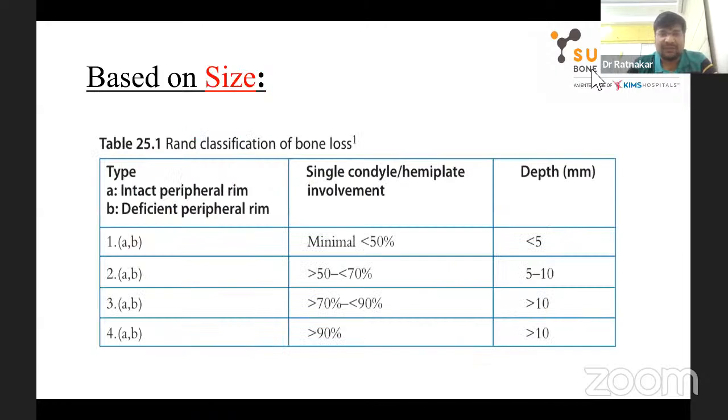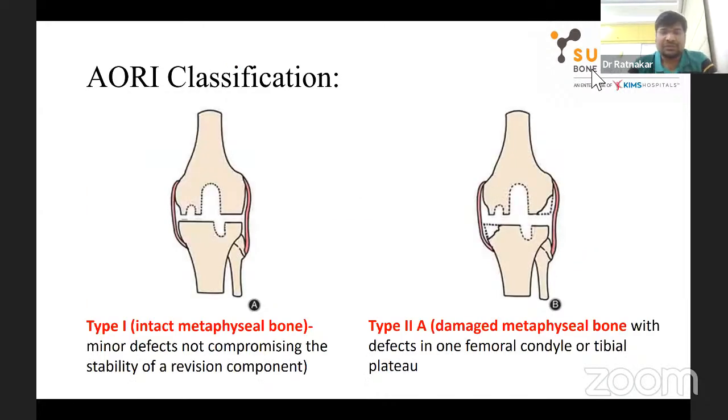Based on the size, Rand classified defects into four categories, and each category is subdivided based upon the intactness of the rim into A and B. Type 1 is a defect less than 50 millimeters in a single condyle with depth less than 5 millimeters. In type 2, it is up to 50 to 70% of the single condyle, and depth is more than 5 but less than 10. Types 3 and 4 are more widespread in the single condyle with more than 10 millimeters in depth.